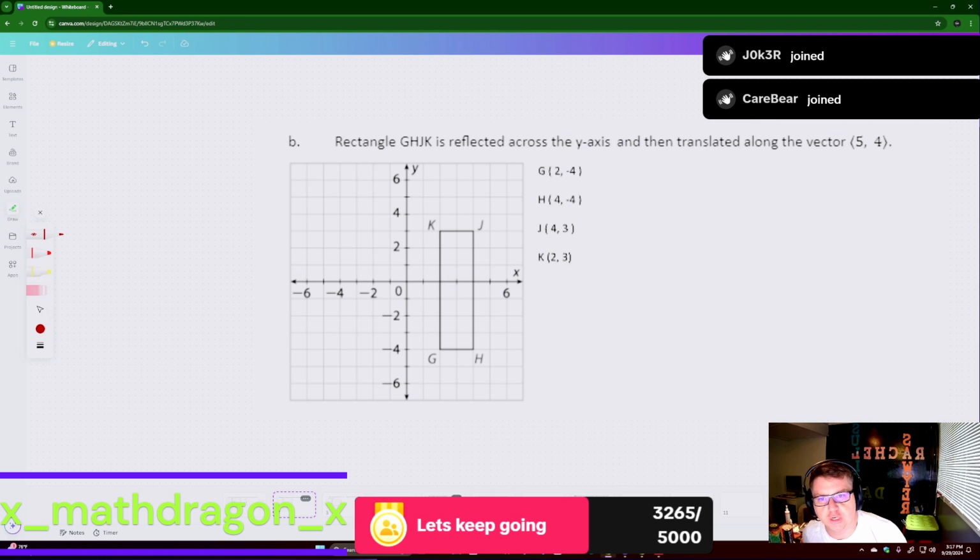Okay, rectangle GHJK is reflected across the y-axis. So right here is our y-axis. So we're going to take this picture and flip it over the y-axis. However many we travel this way, K prime is going to be the same distance away. So 1, 2, 3, 4 to the y-axis, 1, 2, 3, 4 away from the y-axis. And then G is 1, 2, away from the y-axis.